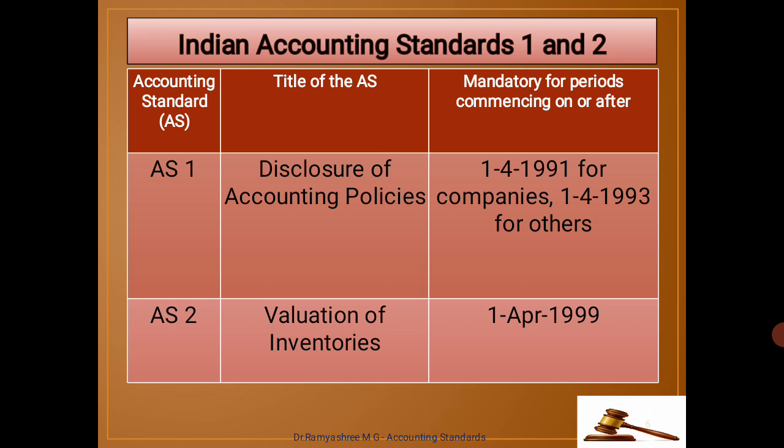This accounting standard, issued in November 1979, is made mandatory in respect of the accounting periods commencing on or after April 1st, 1991 for companies and certain enterprises, and in respect of the accounting periods commencing on or after April 1st, 1993 for all the enterprises.